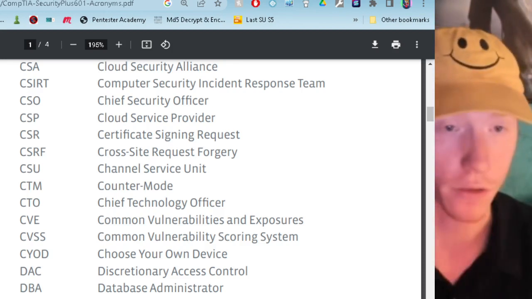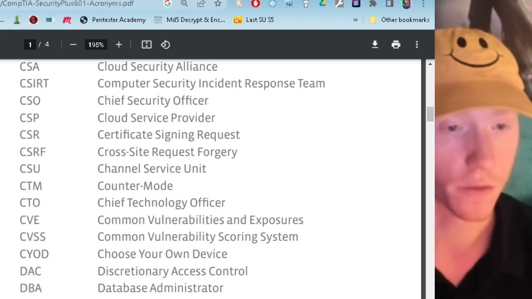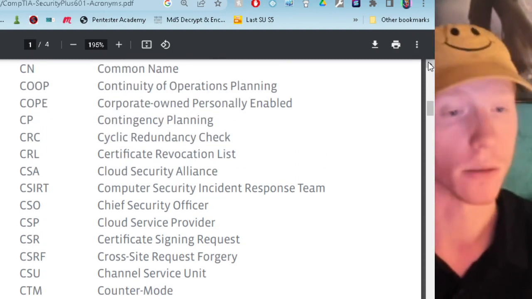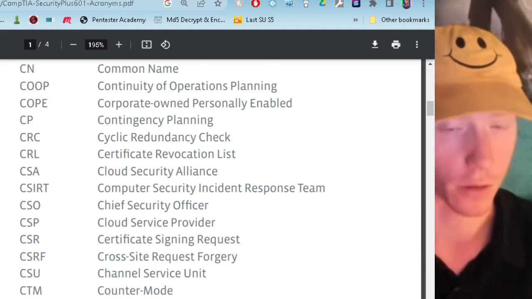So we have a CSO, Chief Security Officer, CTO, Chief Technology Officer, and a CIO, Chief Information Officer.